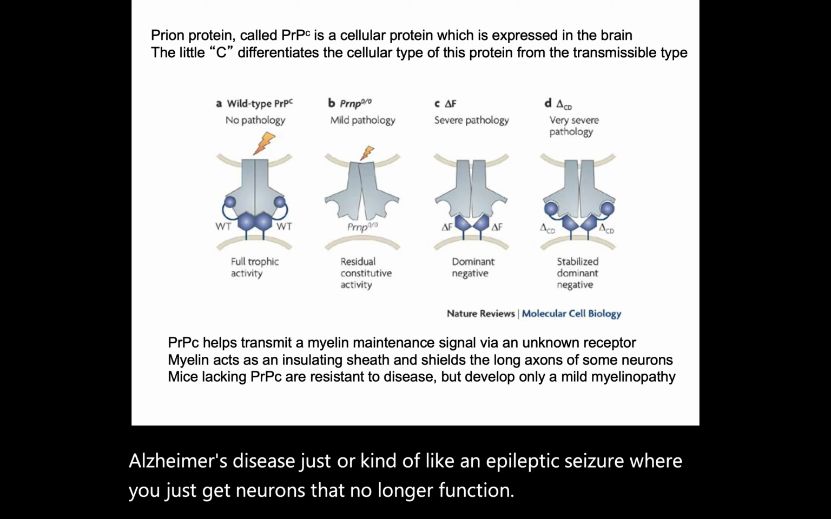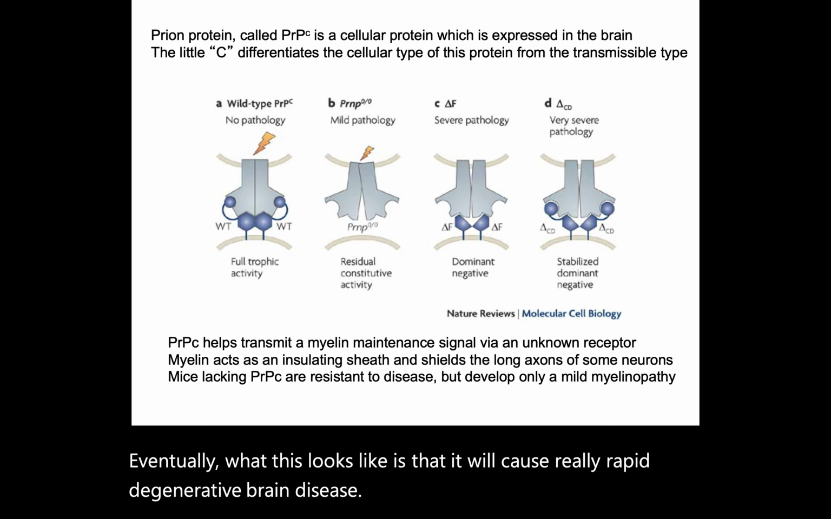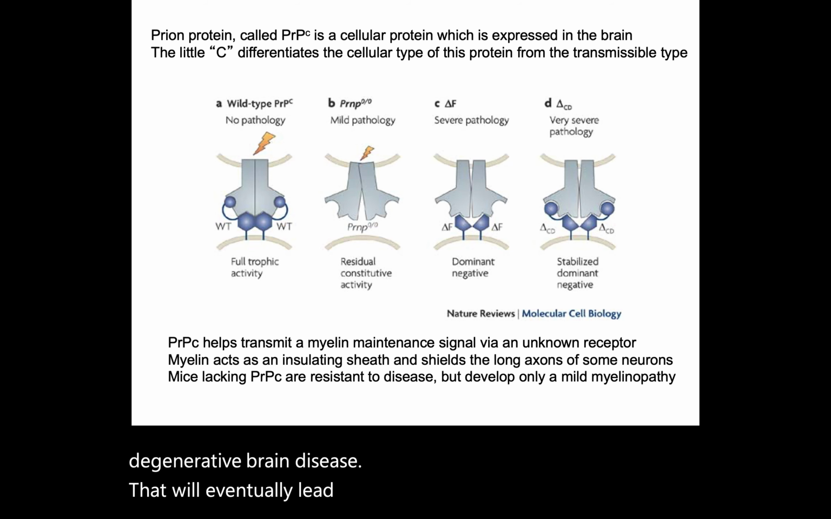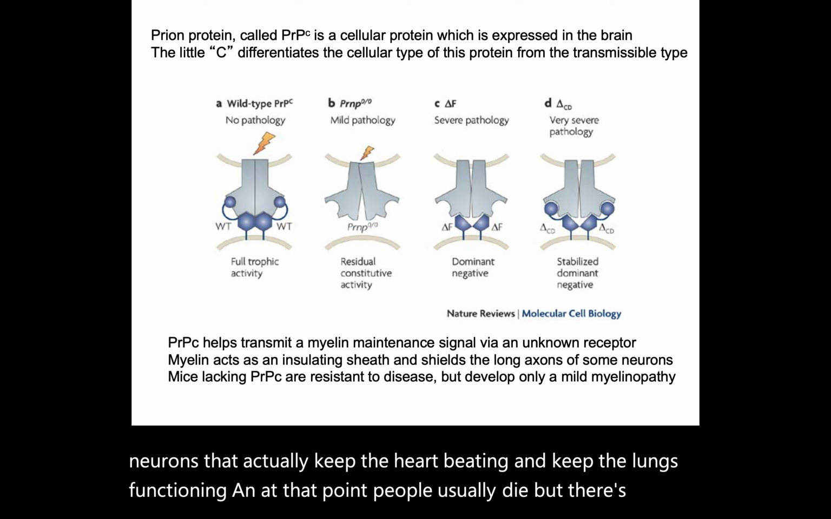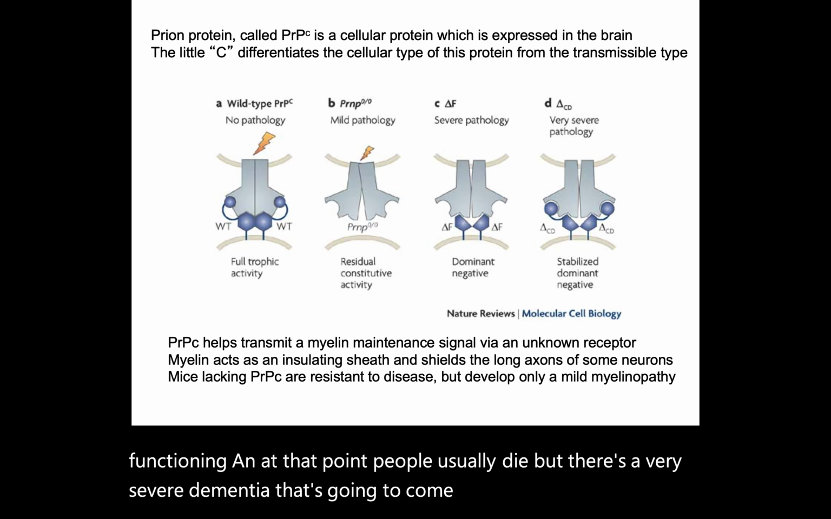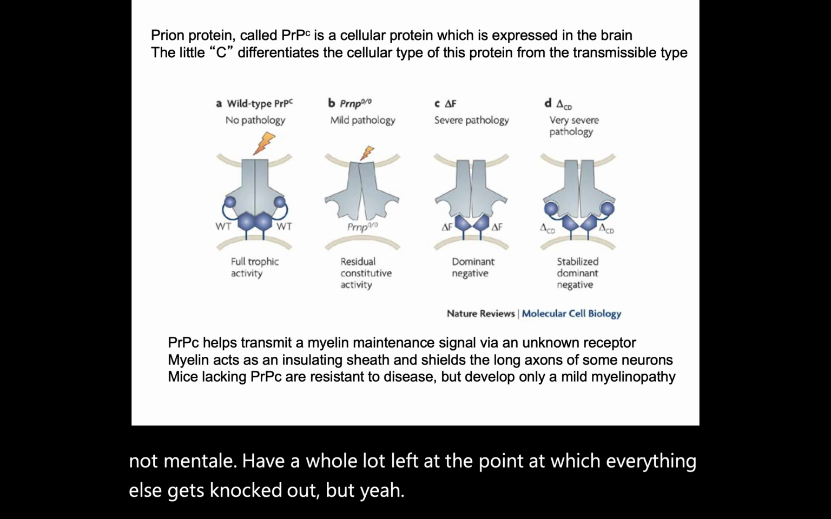Eventually, what this looks like is that it will cause really rapid degenerative brain disease that will eventually lead to paralysis, and then you'll lose the neurons that actually keep the heart beating and keep the lungs functioning. And at that point, people usually die, but there's a very severe dementia that's going to come along there. So they may not mentally have a whole lot left at the point at which everything else gets knocked out. But yeah, pretty terrible disease as they go.